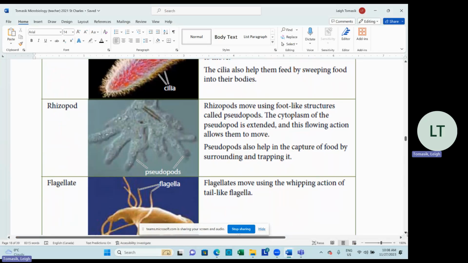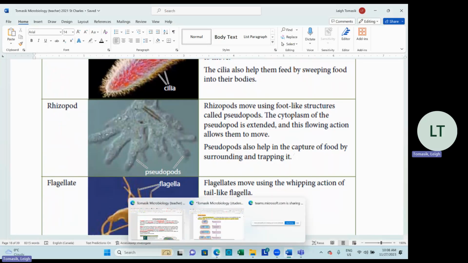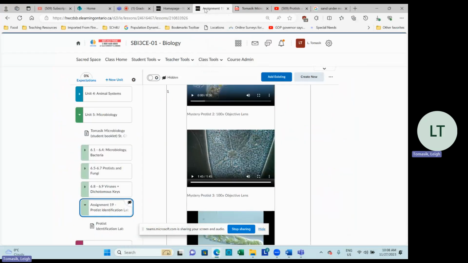There are rhizopods. An amoeba is an example of a rhizopod. Rhizopods move using foot-like structures called pseudopods. So pseudo means like, and pods means feet. So they have things like feet, so we call them pseudopods. The cytoplasm of the pseudopod is extended, and this flowing action allows them to move. Pseudopods also help in the capture of food by surrounding it and trapping it. And then again, they do the endocytosis thing. So let's take a look just for a second at the amoeba.